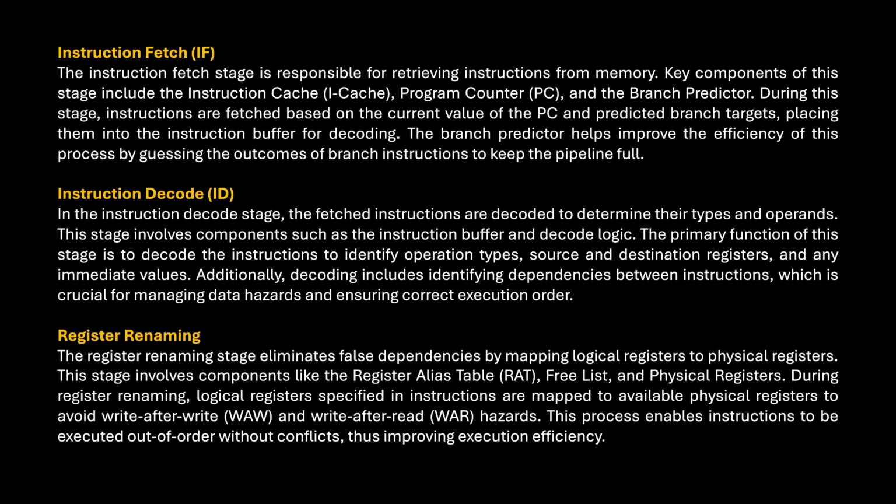Next is the register renaming. This stage eliminates false dependencies by mapping logical registers to physical registers. This stage involves components like the register alias table, free lists, and physical registers. During register renaming, logical registers specified in instructions are mapped to available physical registers to avoid write-after-write and write-after-read hazards. This process enables instructions to be executed out of order without conflicts, thus improving execution efficiency.